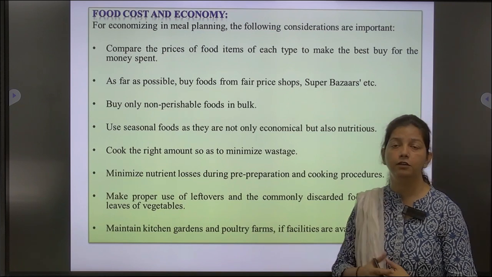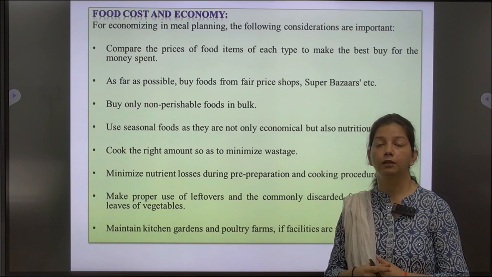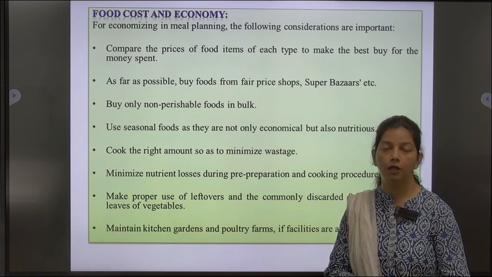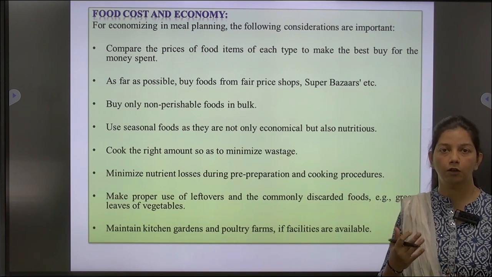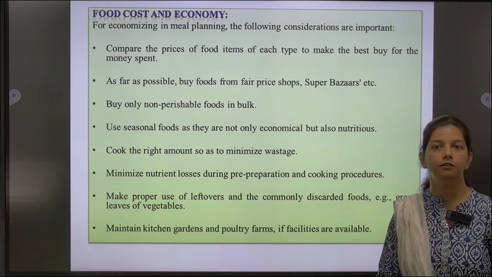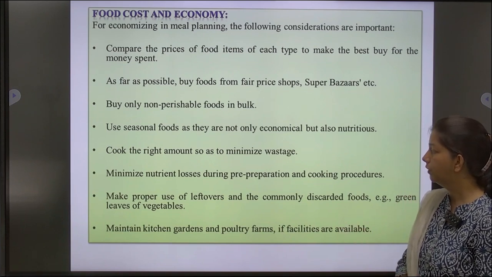As we already discussed about the nutrient loss, always keep in mind washing before peeling. Cut the fruits and vegetables in bigger sizes to avoid nutrient loss and decrease the surface area. And always cook your food in a closed vessel.